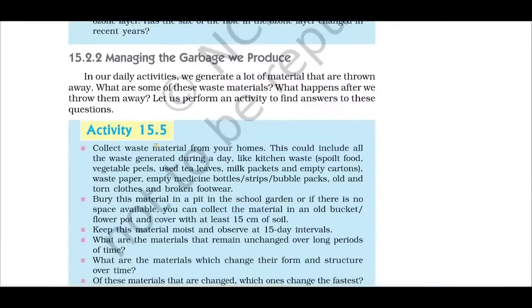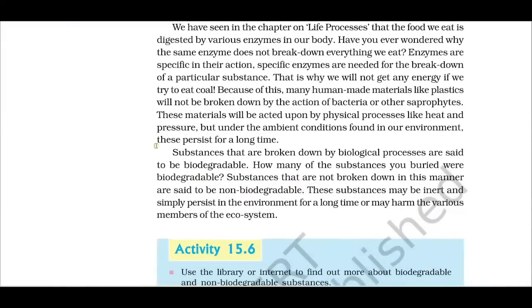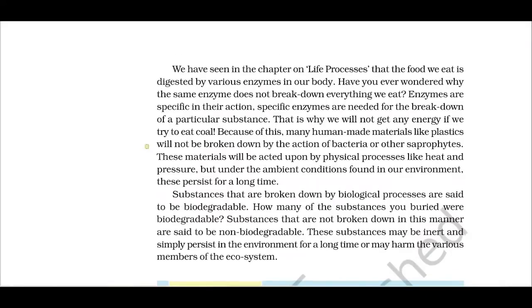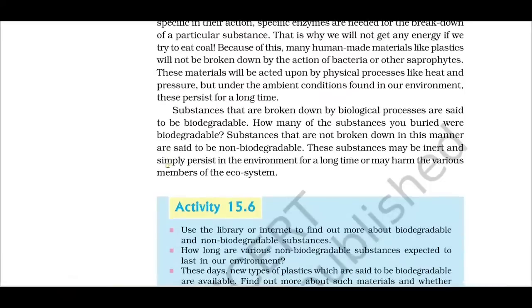Okay. So managing the garbage waste we produce, you can expect a value based question on this concept, and also on the difference between biodegradable and non-biodegradable. Based on this difference, there can be a 2-mark question or definitely a 1-mark question. The substances which can be broken down into simpler molecules are called biodegradable. Non-biodegradable are the substances which cannot be broken down into simpler substances.